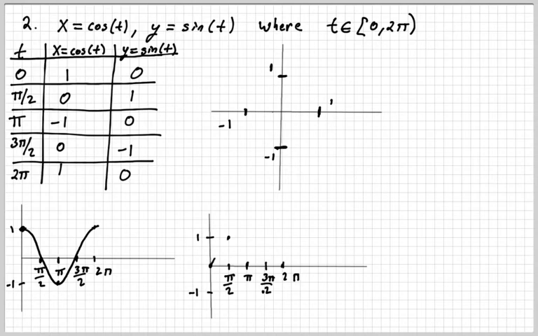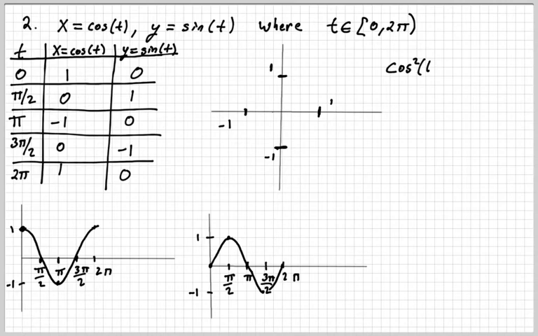So here's the sine wave. Alright, now let's draw our parametric equations curve. The first point is going to be 1 and 0. It looks like we might be eliminating the parameter here first.